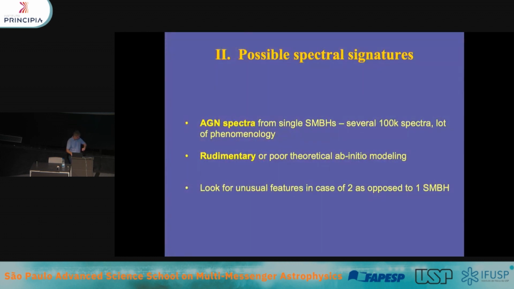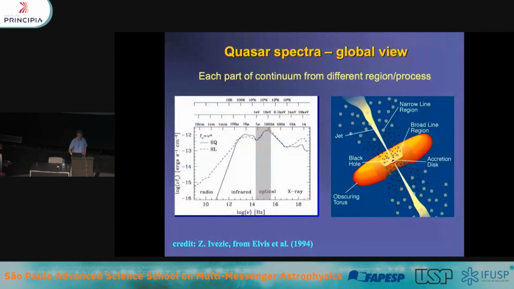Okay. So I should spend at least a little bit of time telling you about other signatures besides periodicity, which I spend almost all my time on. There are also possible signatures of binaries which are not in the time domain, but simply based on their spectra. And the idea is to look for how the spectrum of a binary might differ from a spectrum of a single black hole.